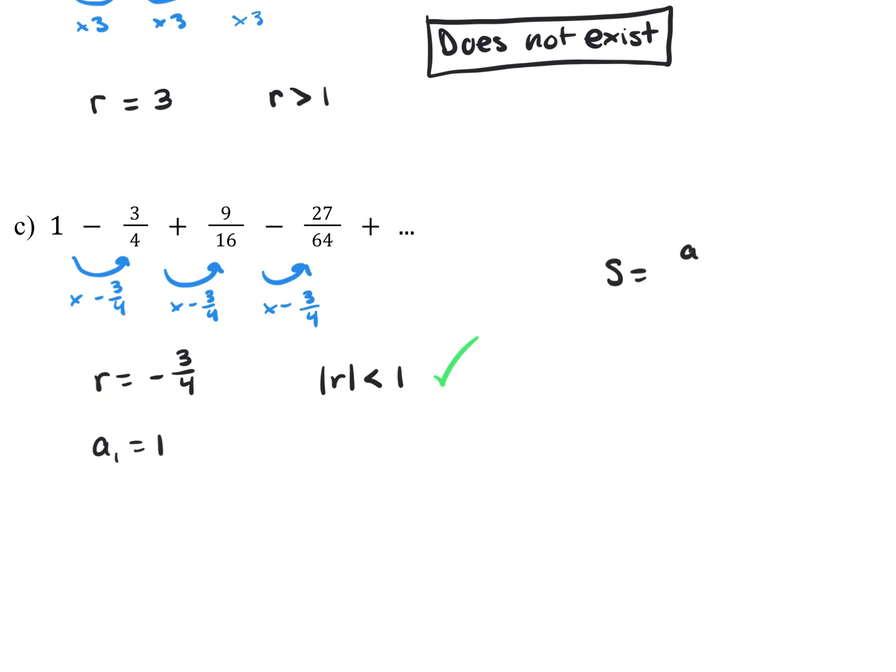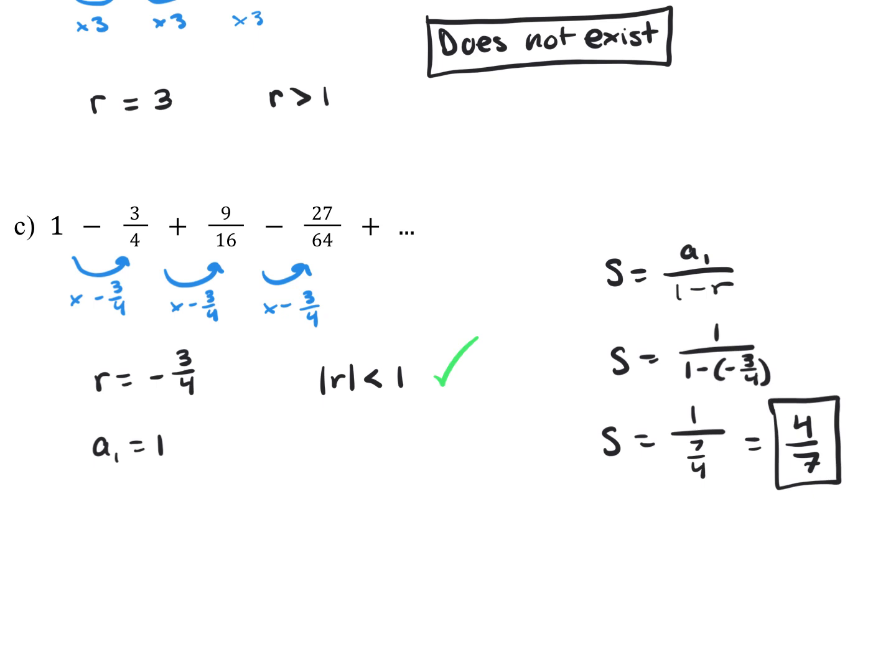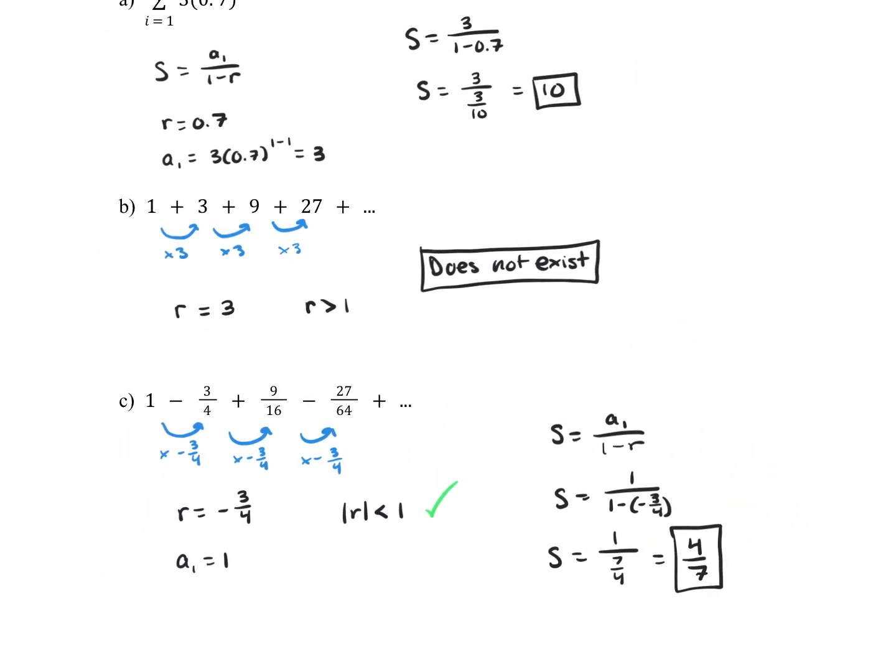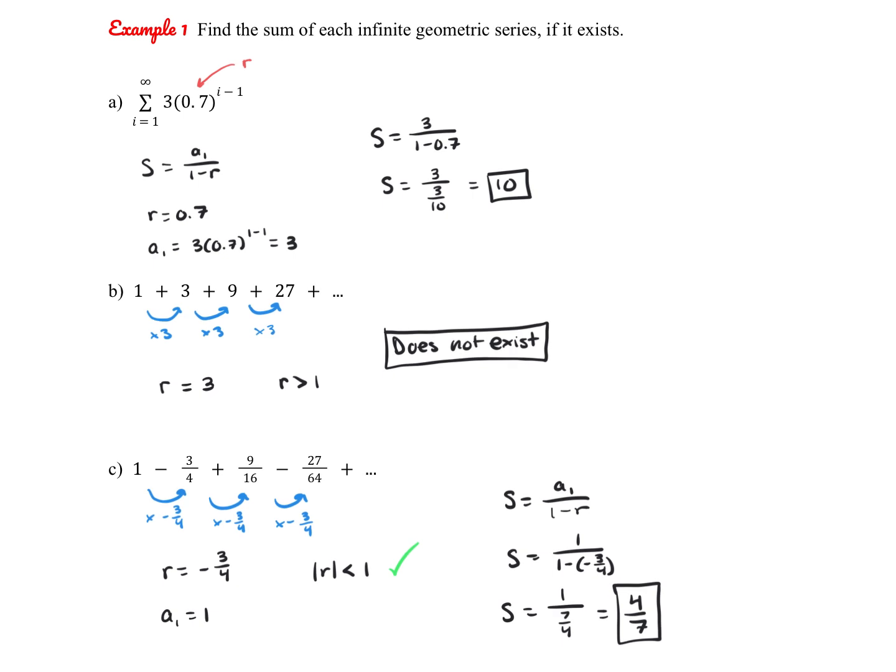So I'm just going to use my infinite sum formula. So 1 over 1 minus negative 3/4. So 1 over 4/4 plus 3/4, which is 7/4, which gives me a sum of 4 over 7. And there you go. Please just remember that you do need to check that your common ratio meets the requirement to use this formula, but once you have checked that, all you need to do is plug in a sub 1 and r, and you are good to go.